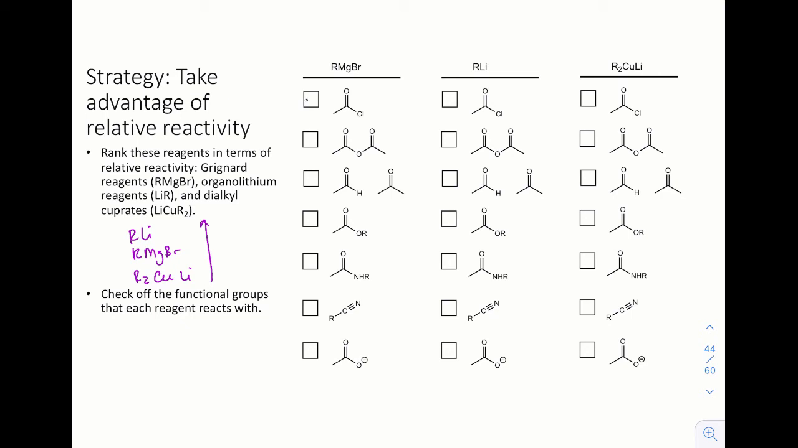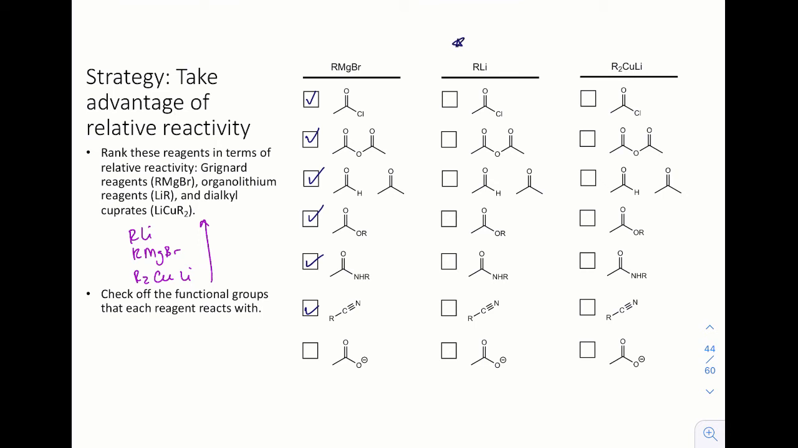Grignard reagents react with, so far, we've discussed these 4 species. I'll tell you they will also react with amides and they will also react with nitriles. We've discussed that before in the previous unit. Grignards do not really react with carboxylates though.